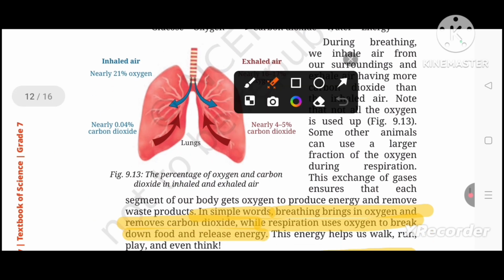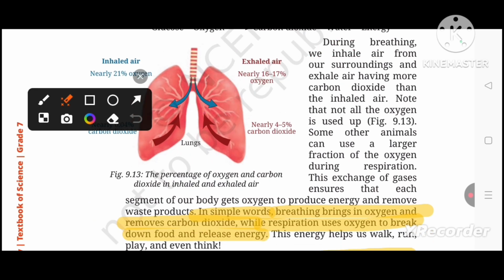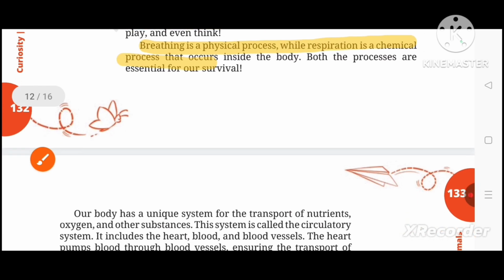During breathing, we inhale air from our surroundings and exhale air that contains more carbon dioxide than the inhaled air. Not all the oxygen is used up; some other animals can use a larger fraction of oxygen during respiration. This exchange of gases ensures that each part of your body gets oxygen to produce energy and remove waste products. In simple words, breathing brings in oxygen and removes carbon dioxide, while respiration uses the oxygen to break down the food and release energy. This energy helps us walk, run, play, and even think.